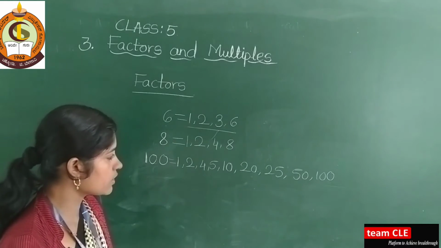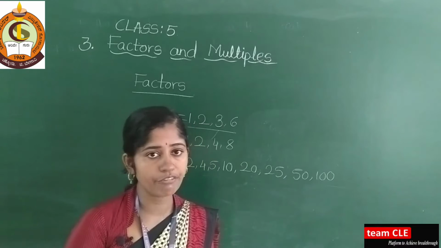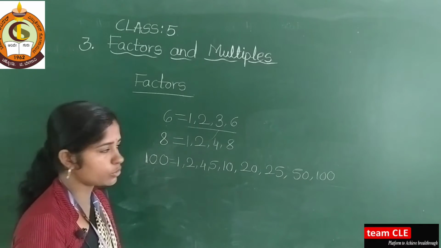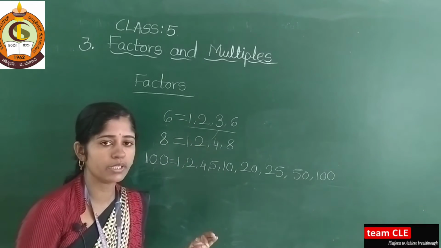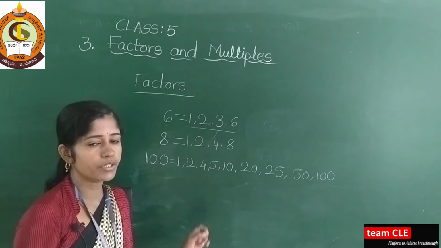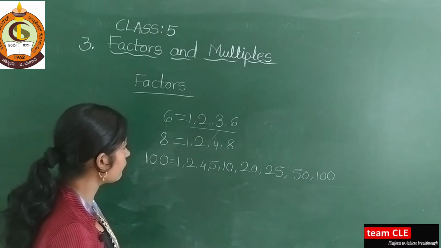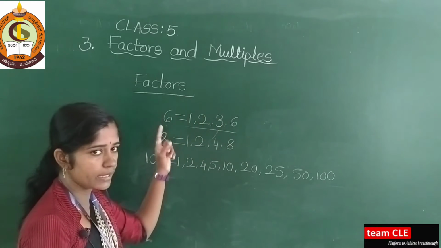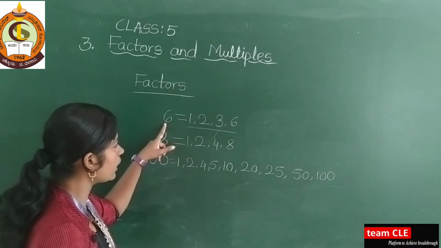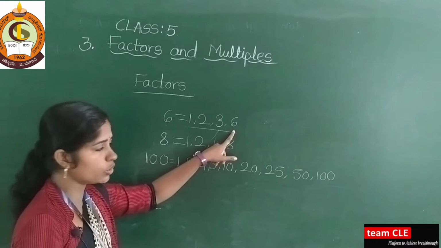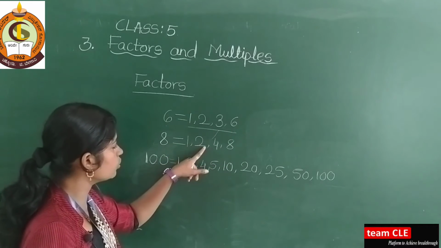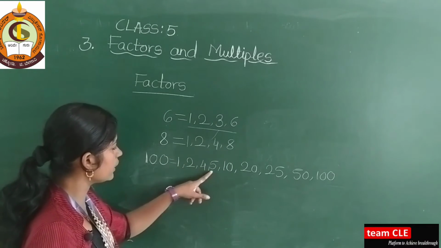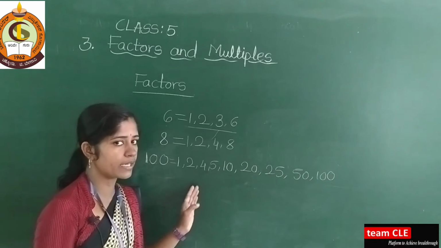By observing this, we will learn the properties of factors. See here, what do you come to know? 1 is the factor of every number. And one more property: the factors of a number are less than or equal to the number. See here, 1, 2, 3 are all less than 6 or exactly equal to 6. Next, 1, 2, 4 are less than 8, and here 8. Next, 100: the factors 1, 2, 4 and so on are all up to 50, less than or equal to 100.